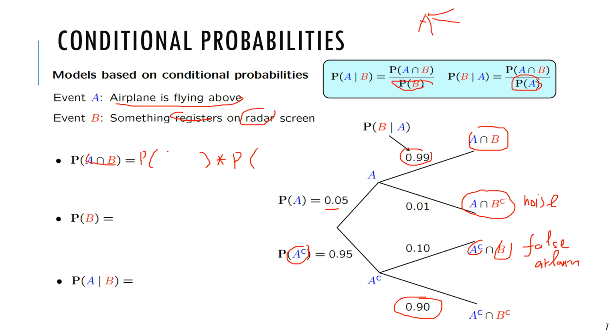Here is the probability of B given A multiplied by the probability of A. So here is this formula: the probability of B given A is 0.99, multiplied by the probability of A, which is 0.05. And how about the probability of B? B is something registered on the radar screen, and something not registered.